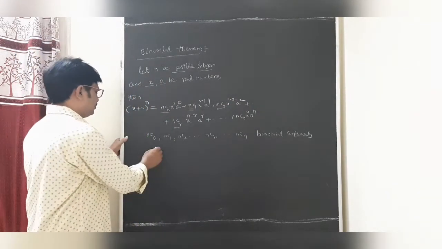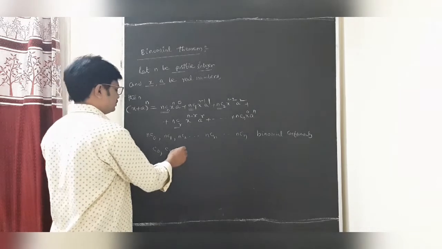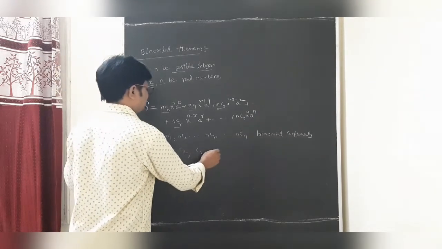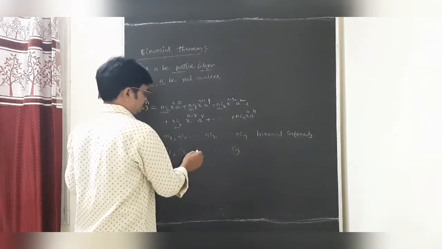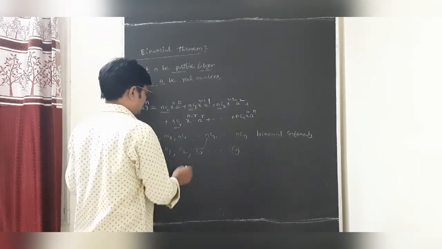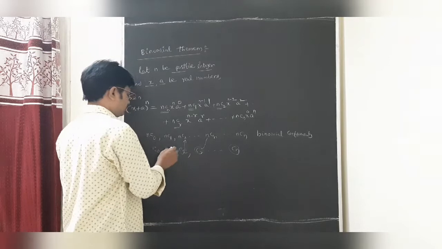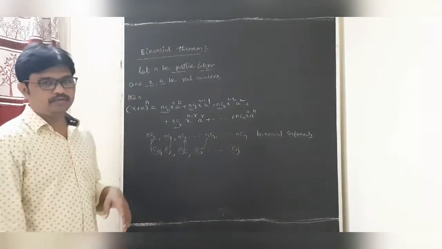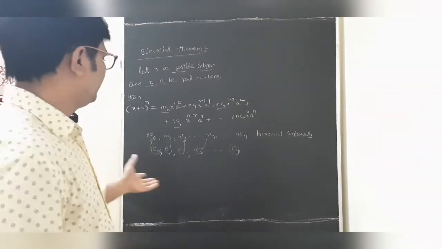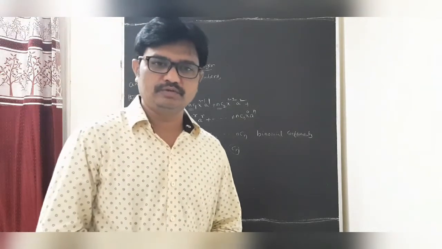After that, these are denoted simply by C0, C1, C2, Cr and so on, Cn. Cn is nothing but nCn, Cr is nothing but nCr, C2 is nothing but nC2, C1 is nC1, C0 is nC0. After that, you can directly denote them by C0, C1, C2, C3.